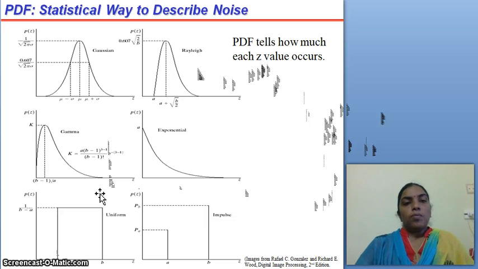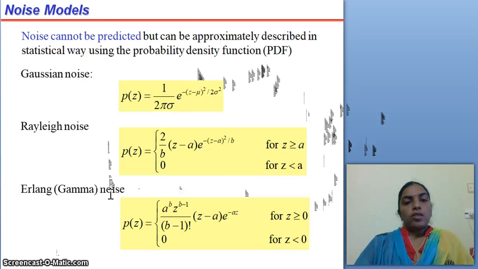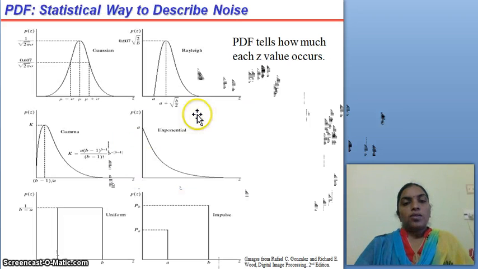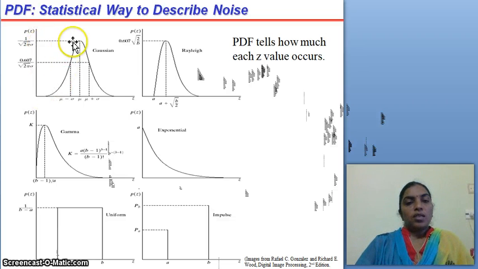So there's a PDF also given here. Now the first one is Gaussian noise. The mathematical representation is 1 by root 2 pi sigma e power minus (z minus mu) whole square by 2 sigma square. The representation is like this, right? So if the noise nature is like this, then that is said to be Gaussian noise.